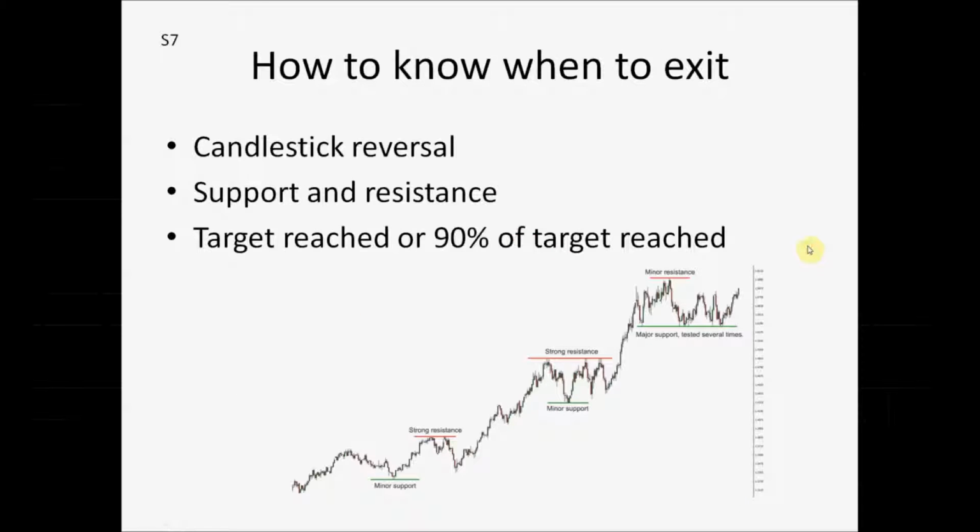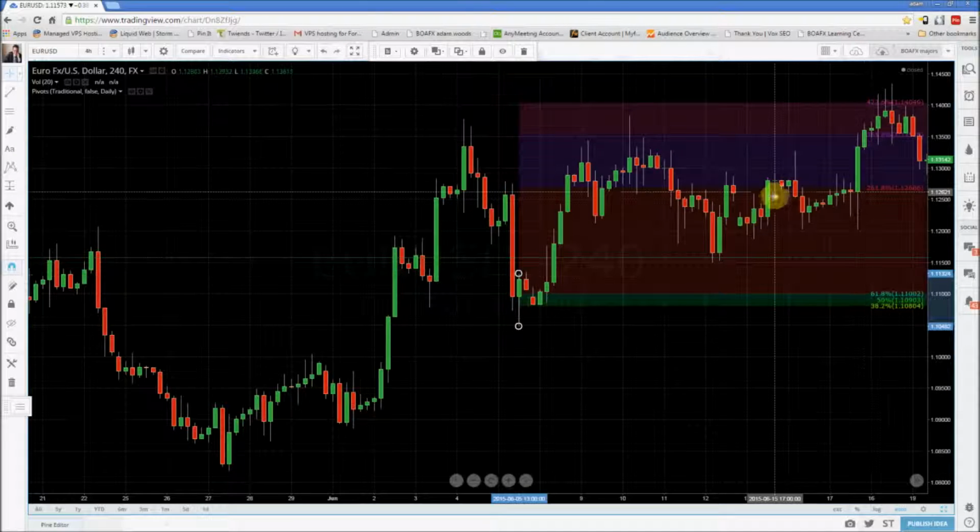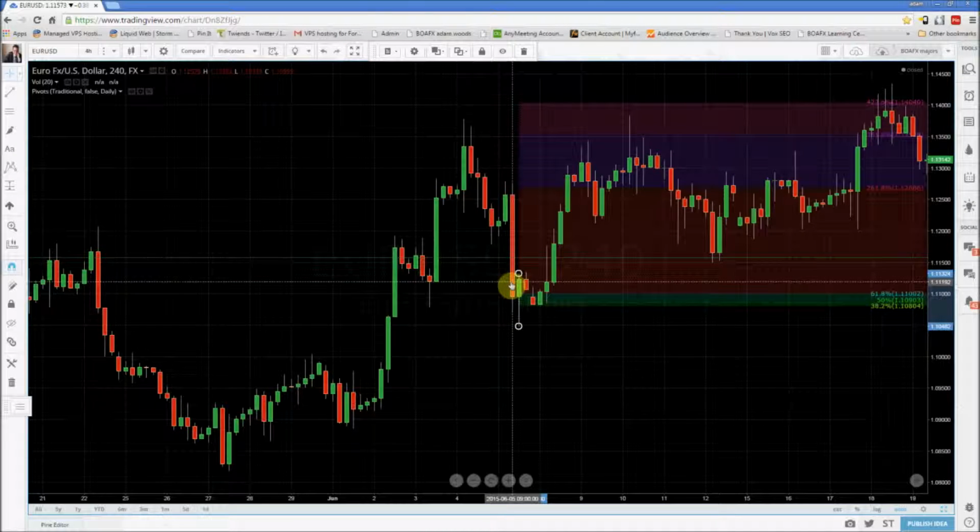Okay, let's have a look at the next slide. How to know when to exit. Now, knowing when to exit the trade is almost as good as knowing when to enter. Again, we're looking at support and resistance, and we're looking at candlestick pattern reversals as well. Now, before we go into the 90% of target reach, let's quickly go back to the charts again, and we're going to use that same trade.